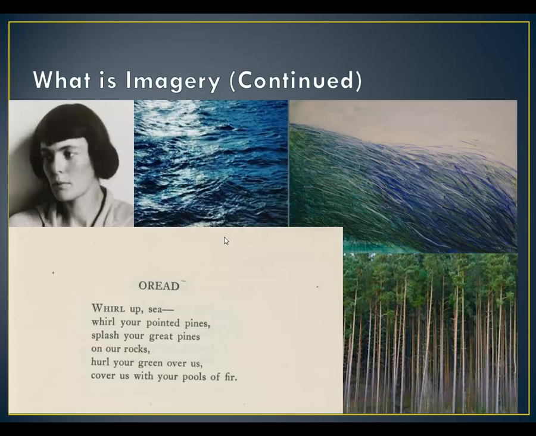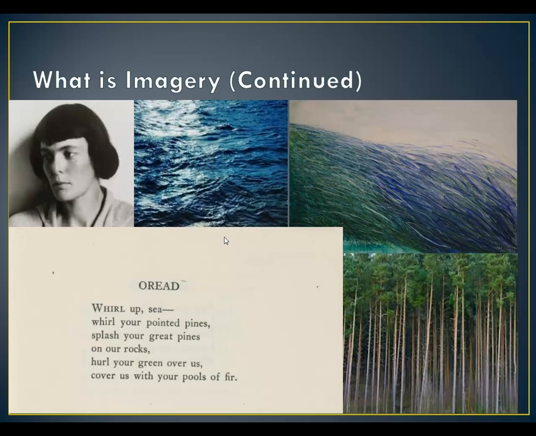And that really makes for a brilliant piece of imagery. You also have rocks, right? And the words hurl your green over us, right? The idea of the sea hurling itself onto the rocks, or the pines whirling themselves onto the rocks. Cover us in your pools of fur, right? So the way you think about this poem is you try to understand what two things are working together in this poem. What are the images in this poem? And how does the imagery work? What are the key images, right?